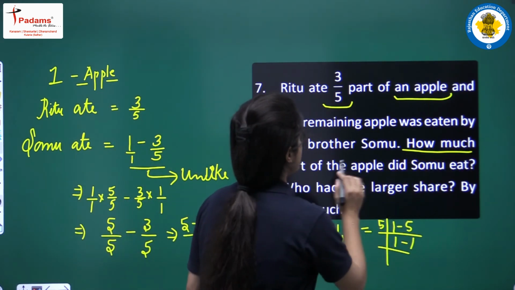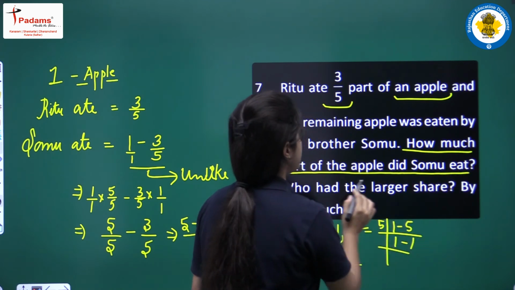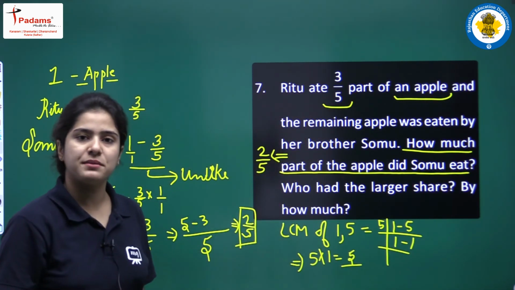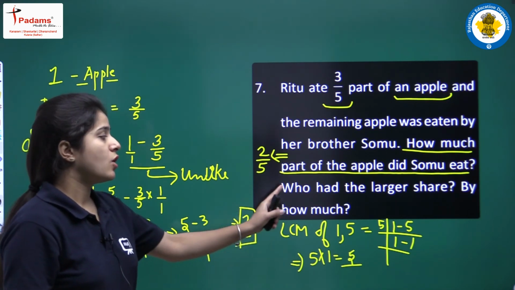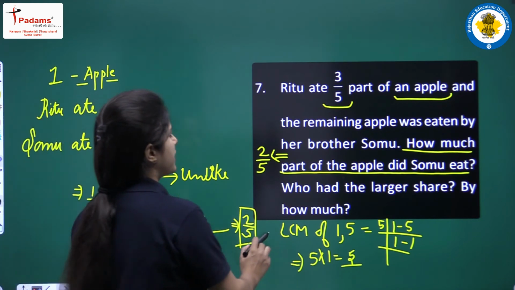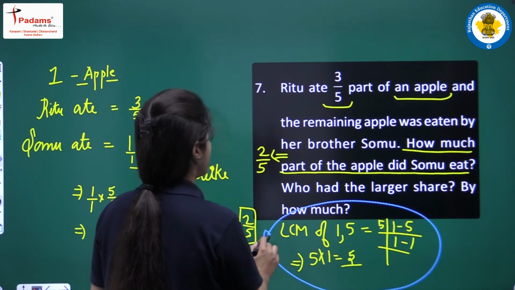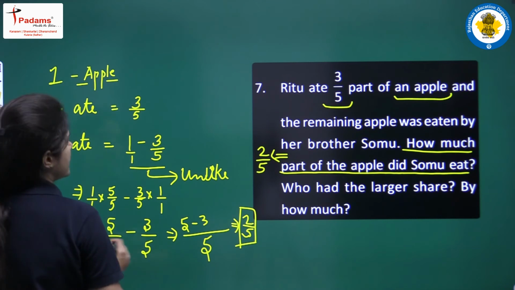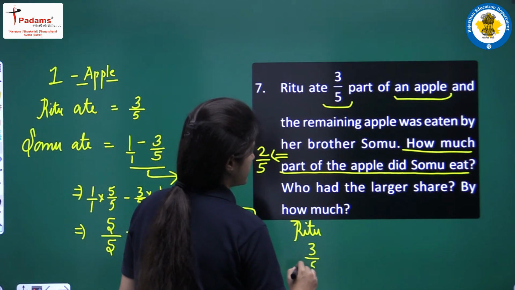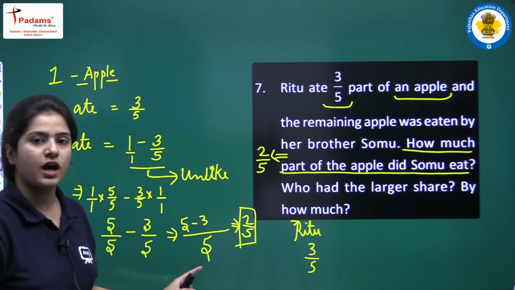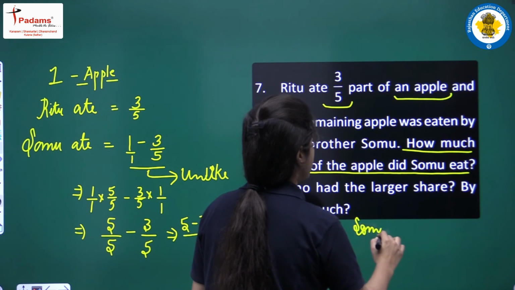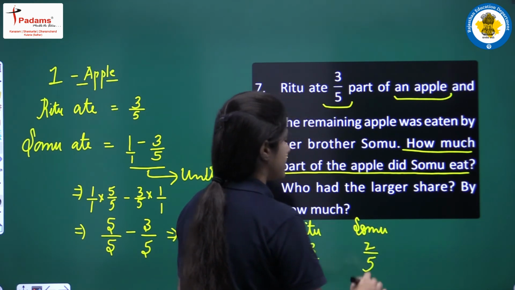So basically Somu ate 2 upon 5th part of an apple. So how much part of the apple did Somu eat? Somu ate 2 upon 5th part of an apple, right? Next part is who had the larger share? Alright students, we were given the information that Ritu is having 3 by 5th part. And now we find out how much Somu is eating. Somu is eating 2 upon 5 part.